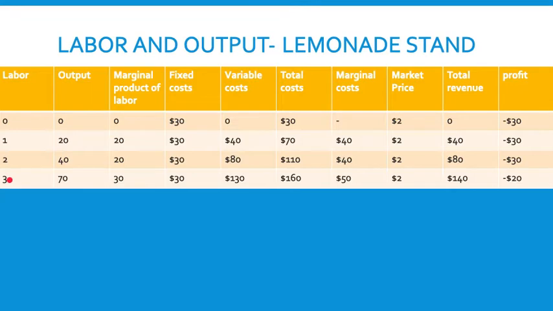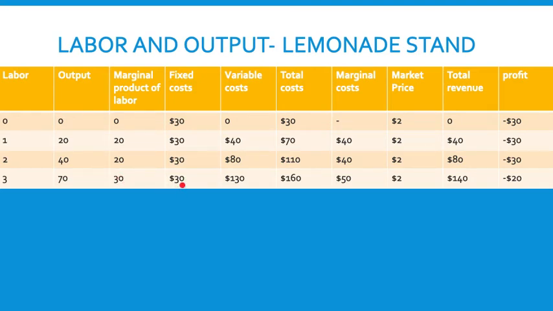If we had 3 workers, let's say that we're able to specialize to the point where we can produce 70 cups. We've gone from 40 to 70, and our marginal product has gone from just 20 to 30. So between 40 and 70, we've gone up 30 cups more if we have 3 workers. So this person's become very valuable, adding that 3rd worker. However they specialize in the process of making lemonade, it became very valuable.